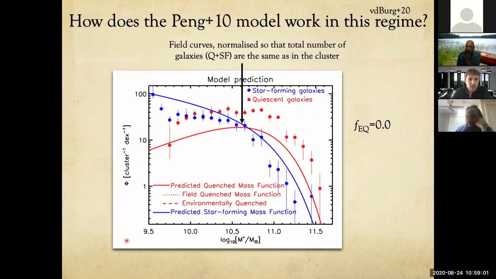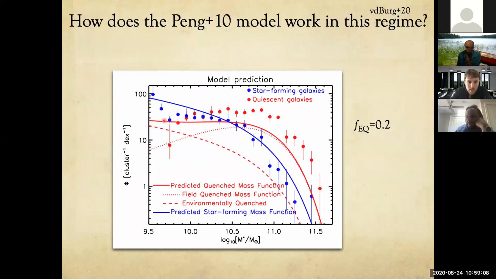Another way of looking at that is, actually, I'm going to skip this. This is not super interesting, and we're a bit lacking time here.